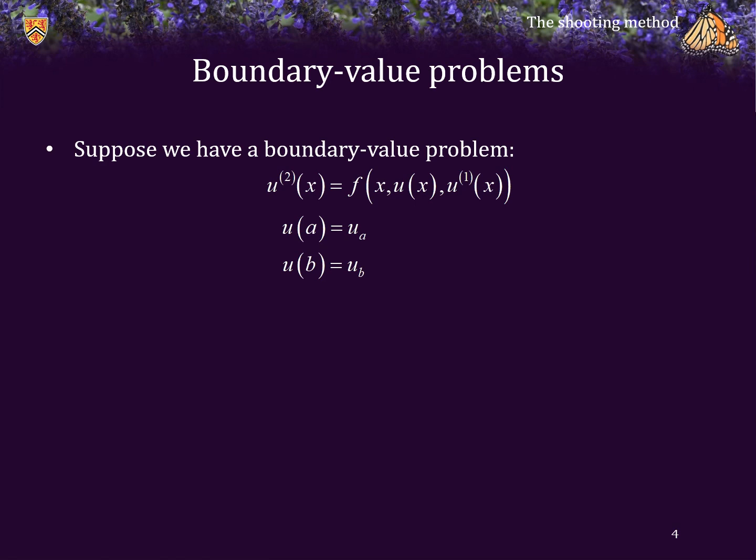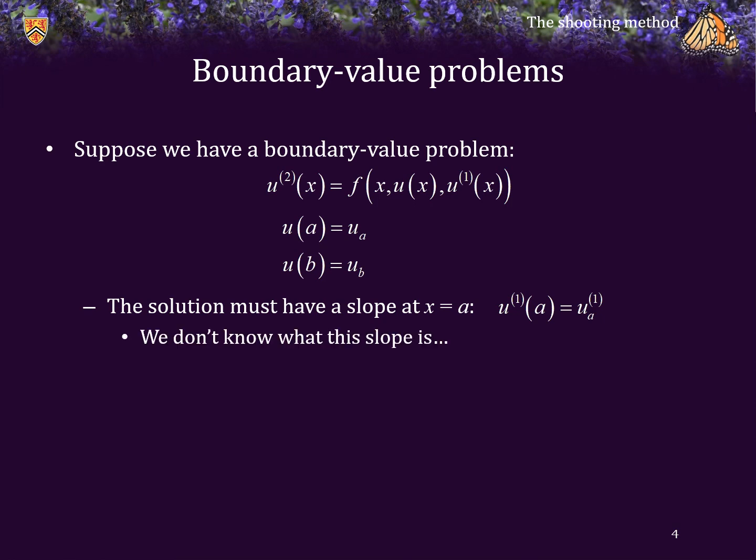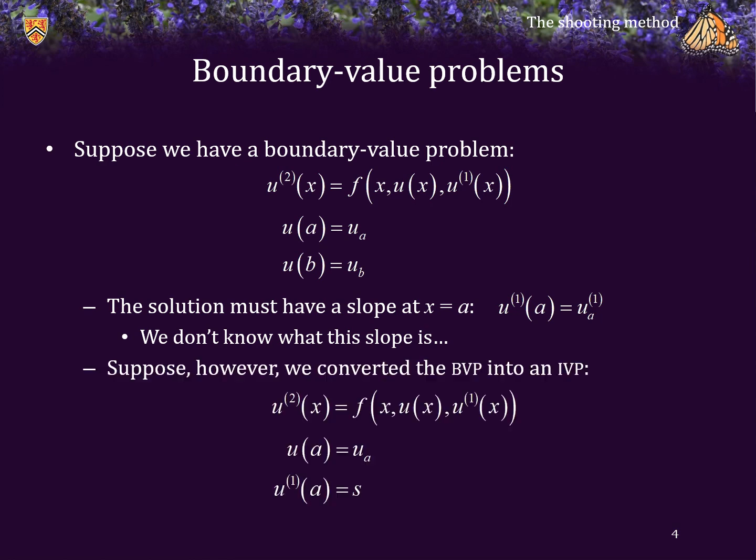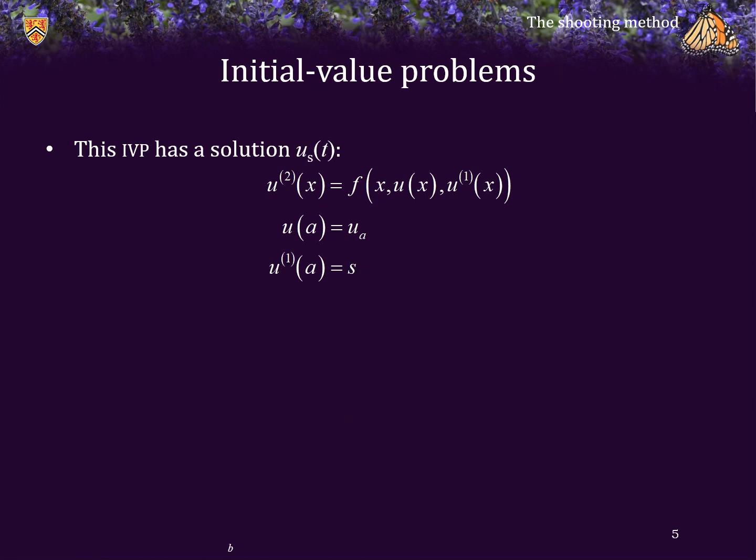Now suppose that we have a boundary value problem in this form. Well, if there is a solution, that solution must have a slope at the left-hand endpoint, that is at x equals a. Now, we don't know what that slope is. However, suppose we convert this above boundary value problem into an initial value problem, where we now specify the value of the function at a and the initial slope.